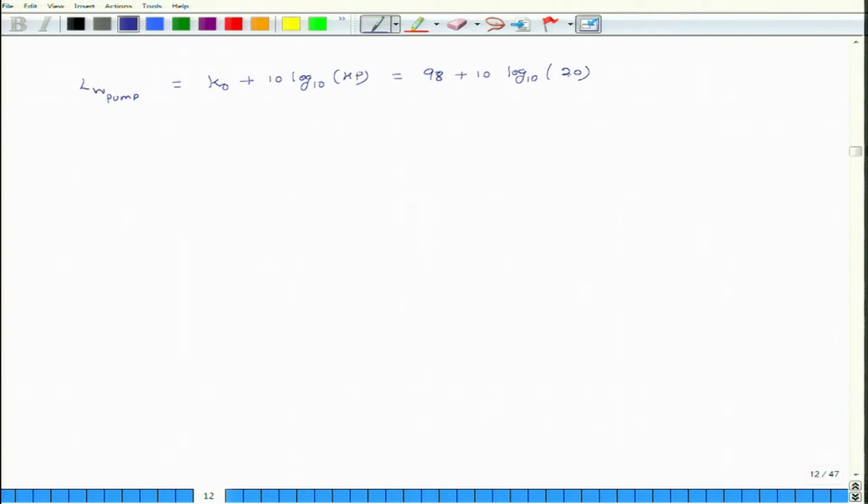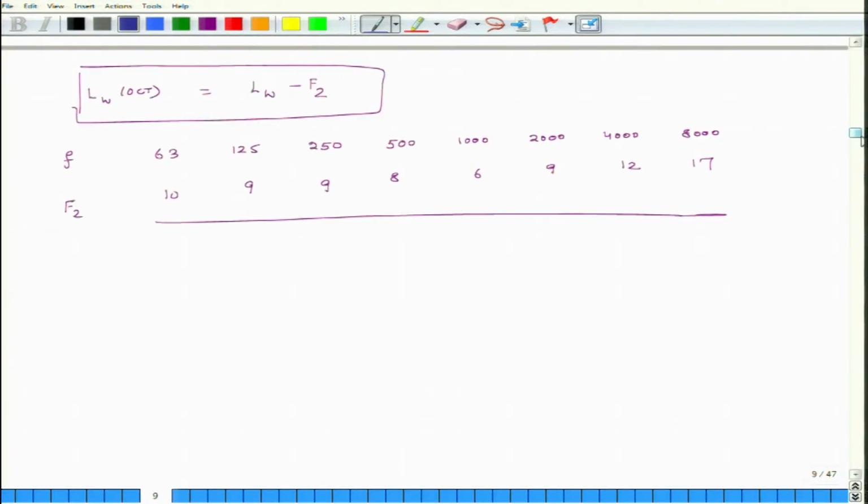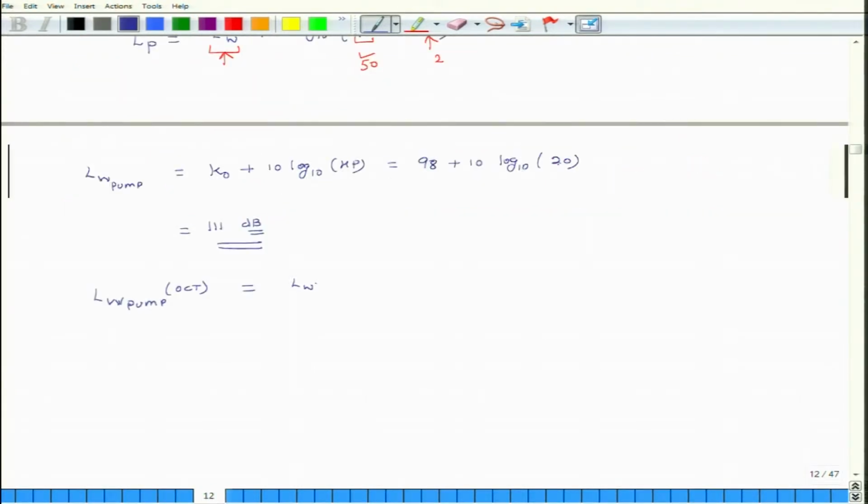We have a relation, LW minus F2, and the value of F2 is given in this table. LW we have calculated for the pump, and now we will take the value of F2 from this table and compute LW oct. So, it is LW pump minus F2.